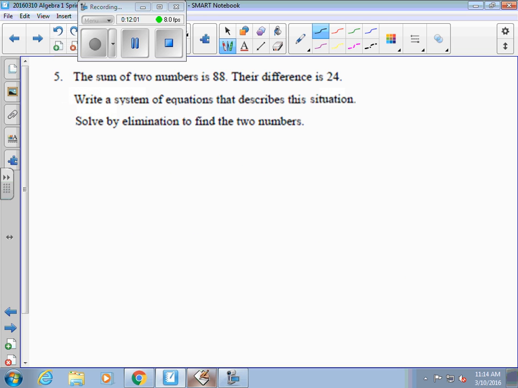Number 5, the sum of two numbers is 88. Their difference is 24. Write a system that describes the situation and solve by elimination. You have to understand the sum of two numbers. That means to add them up. Remember, when you don't know things, you represent them with variables. They are different numbers, so you represent one of them with x, the other one with y. Sum means to add them up. X plus y is 88. Their difference is 24. You have to know that difference means to subtract the same two numbers. X minus y is 24.